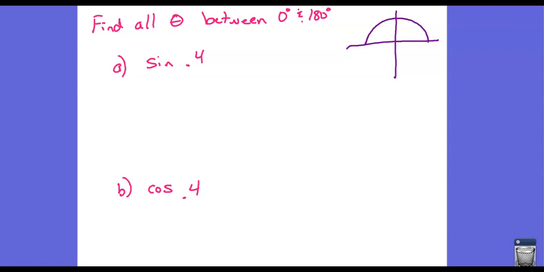I actually wrote the problem wrong, so hold on just for a second. We actually have to have a theta in there.